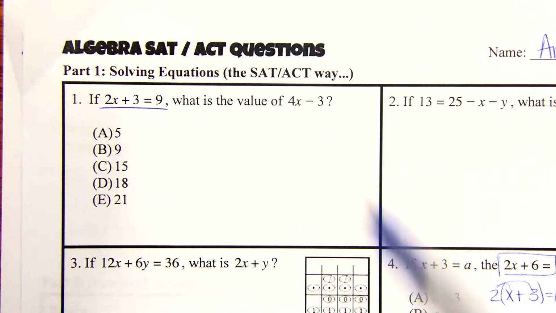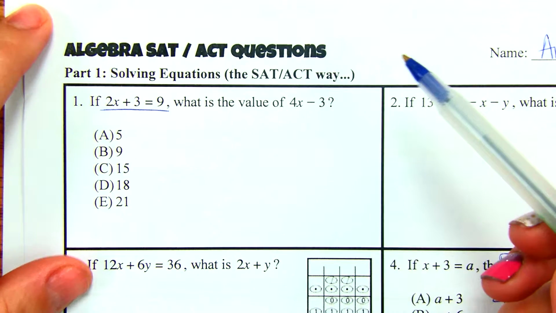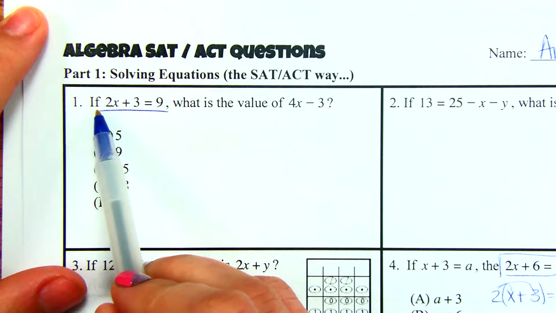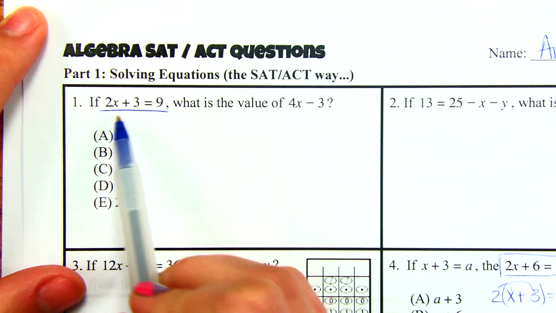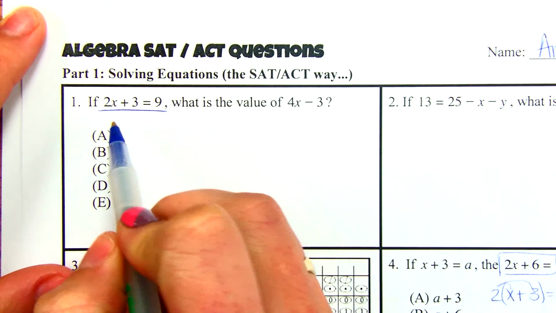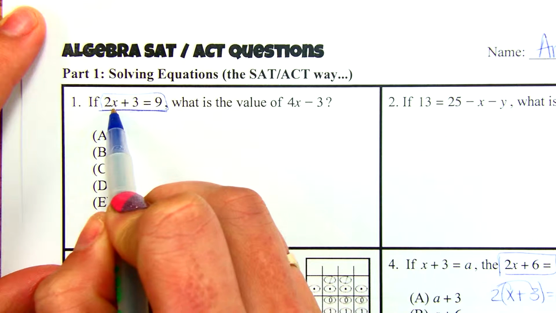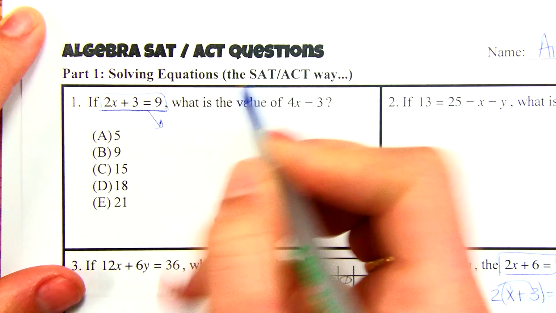Alright, so in part one we're going to be solving equations the SAT or ACT way. And so here we go. If 2x plus 3 equals 9, what is the value of 4x minus 3? So when I look at this equation, I see that there's one variable and I can solve it. So I'm going to go ahead and do that.